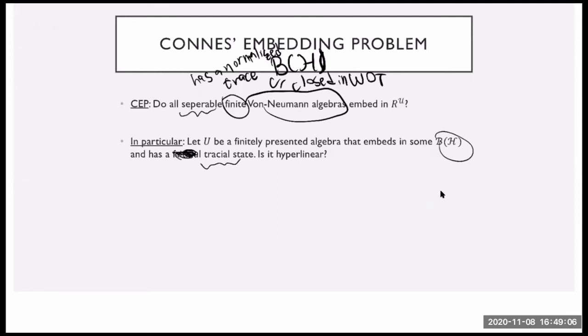And this is done explicitly? Yes, not in the most explicit way. I'll explain what you get and how explicit or not explicit it is. You will get some finitely presented algebra, and I'll explain how to generate from it a separable finite von Neumann algebra that does not embed into R to the U.